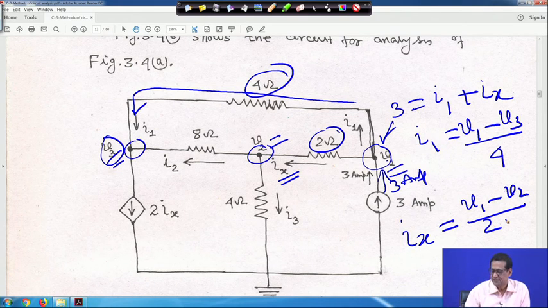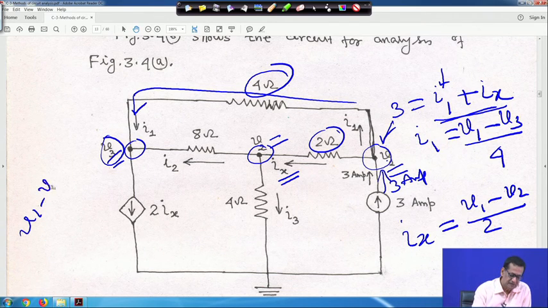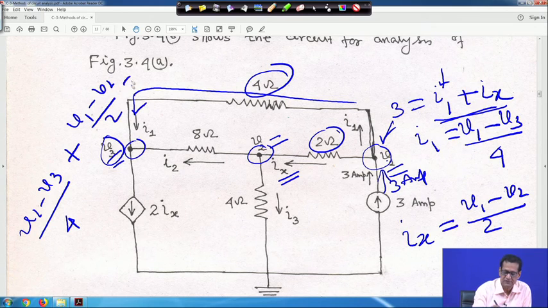That means if you put I1 equal to V1 minus V3 by 4, plus Ix equal to V1 minus V2 by 2, this is equal to 3. So this equation will come like this: V1 minus V3 by 4, plus V1 minus V2 by 2, is equal to 3. If you apply KCL, this will be the equation in terms of voltages V1, V2, V3. That is equation 1.